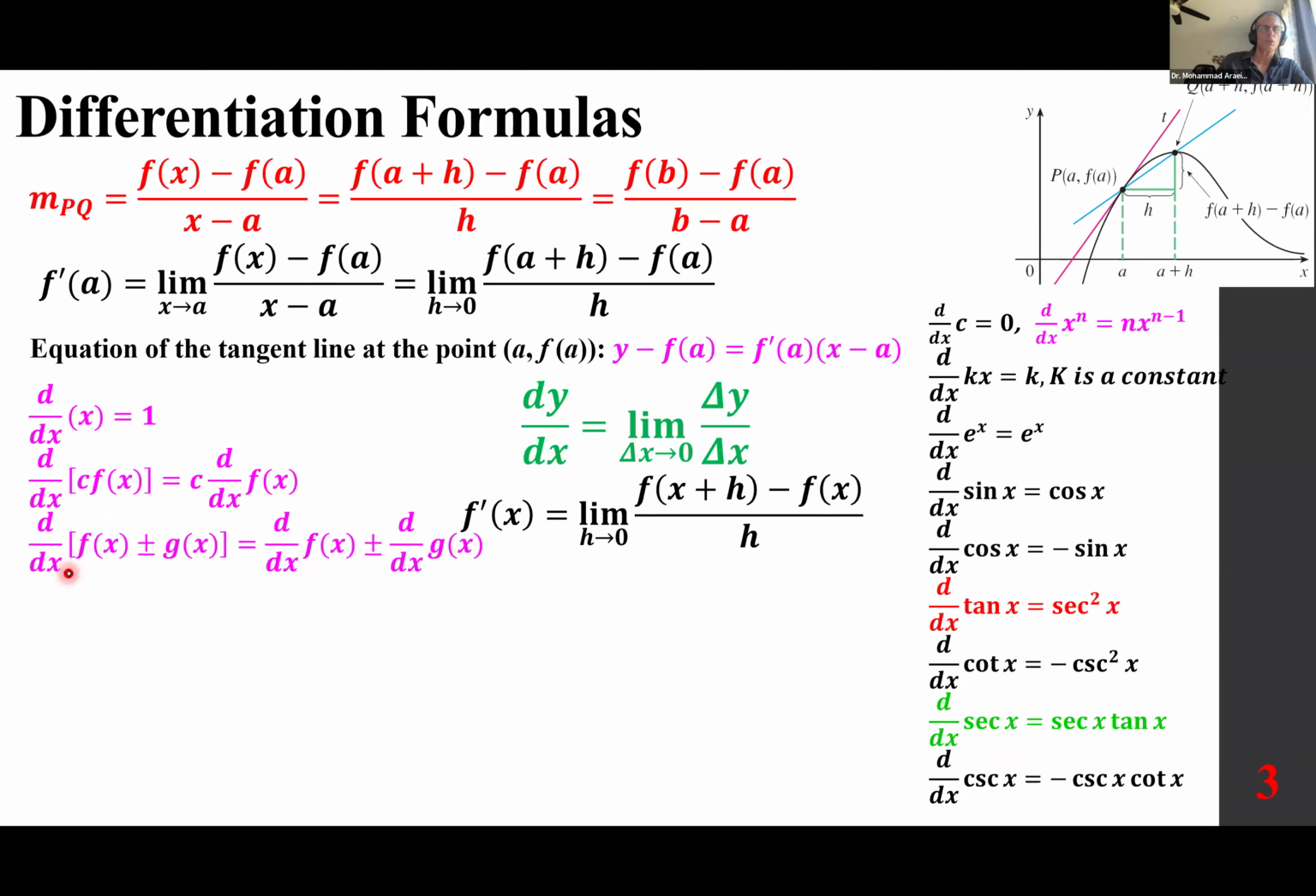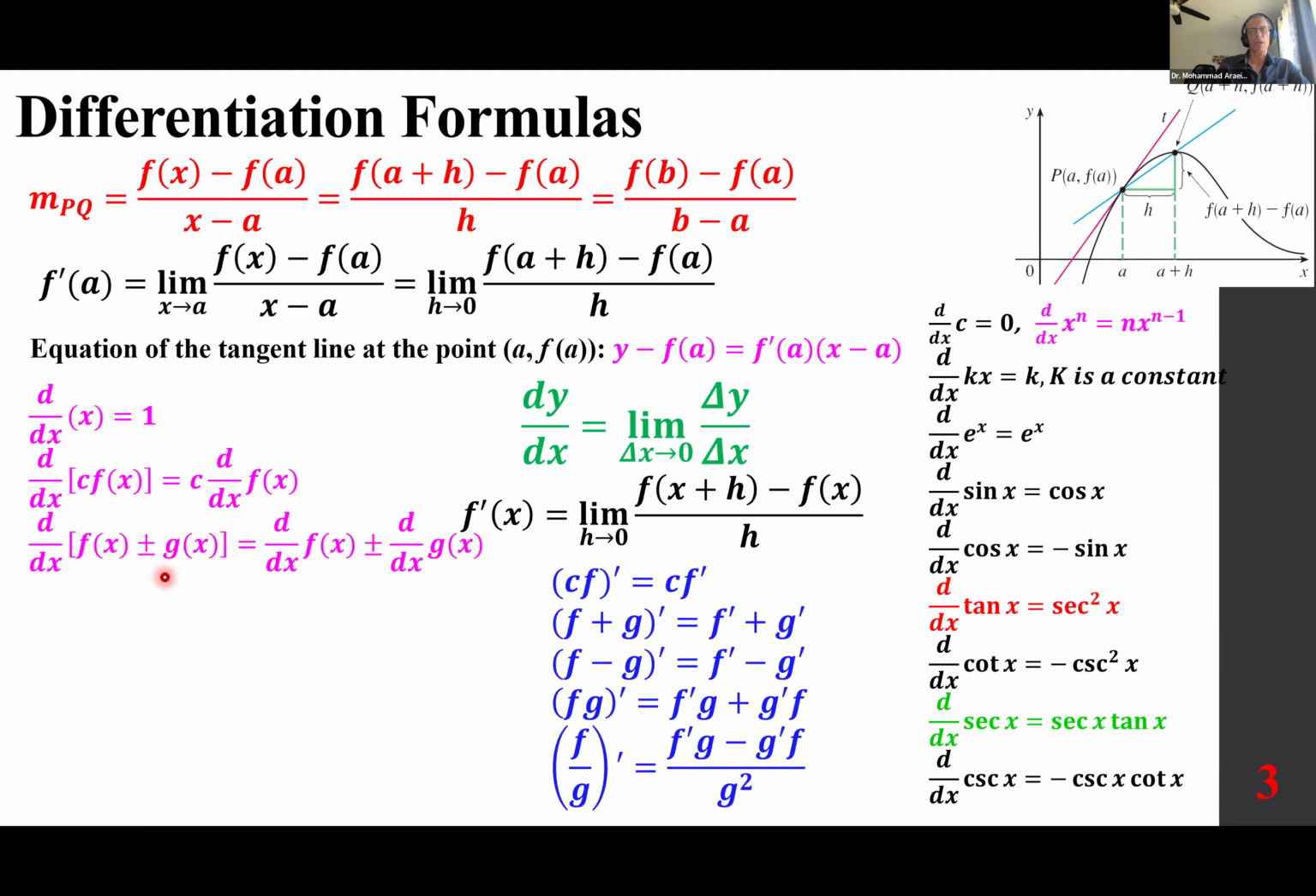And there are other rules here. For example, the constant can come out, or the derivative of the sum is the sum of the derivatives. The same thing for the difference. Then the shorthand notation for a product rule, fg prime is f prime g plus g prime f. And for a quotient rule, f over g prime is f prime g minus g prime f over g squared.